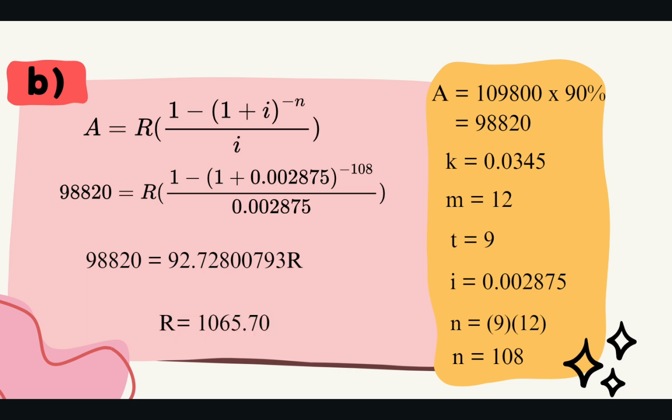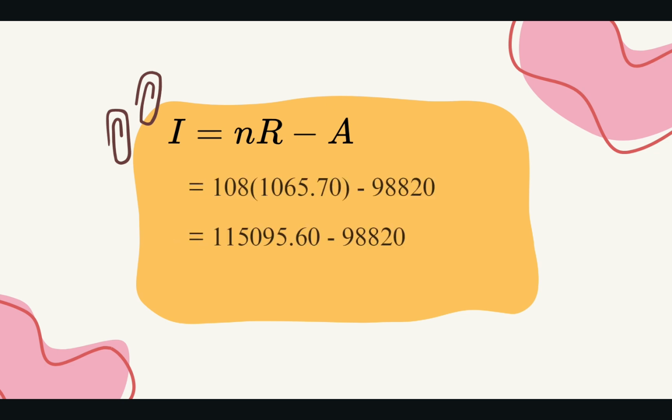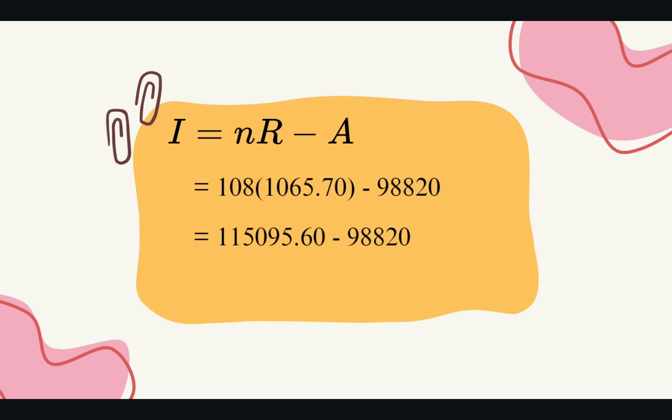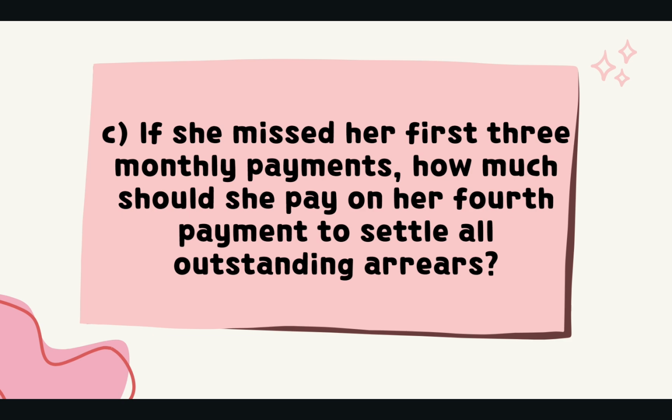To find the interest, we will need to use the interest formula. Using the same values as before, we insert them into the formula, and we get the value of I, which is 16,275 ringgit and 60 cents. If she missed her first 3 monthly payments, how much should she pay on her fourth payment to settle all outstanding arrears?